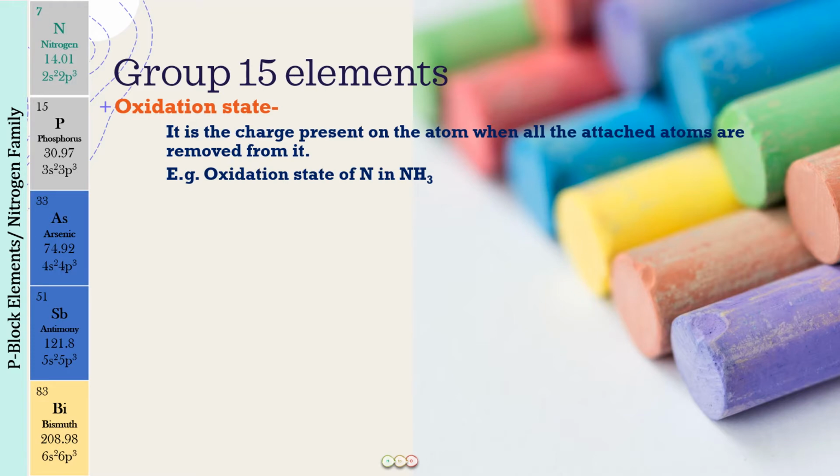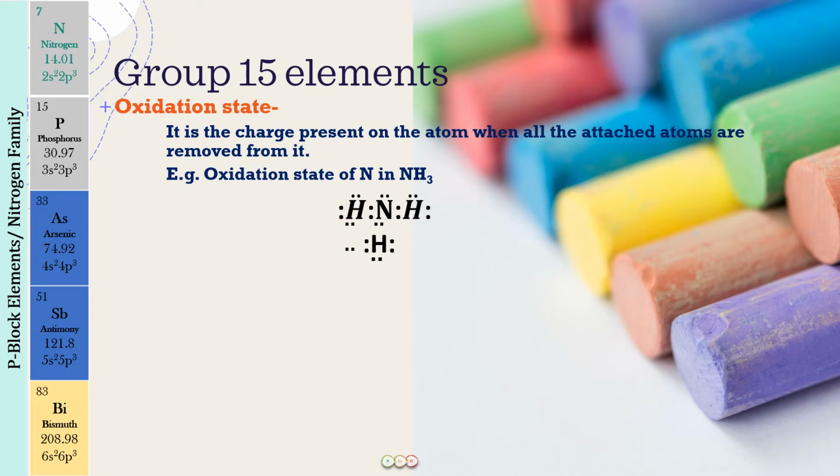What do I mean by that? Let us take an example of the ammonia molecule. We want to calculate the oxidation state of nitrogen in ammonia. So what we do is write down the structure for ammonia. This is the Lewis structure for ammonia. And now in this, we will be removing all the attached atoms from nitrogen to find out its oxidation state.